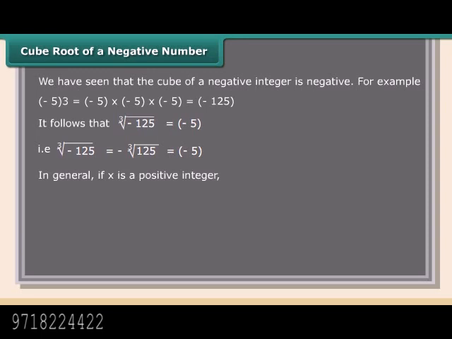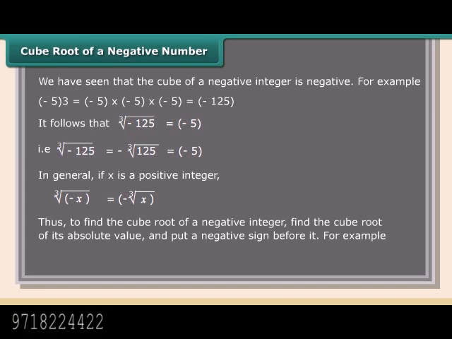In general, if x is a positive integer, ∛(−x) = −∛x. Thus, to find the cube root of a negative integer, find the cube root of its absolute value and put a negative sign before it. For example, ∛(−64) = −∛64 = −4.